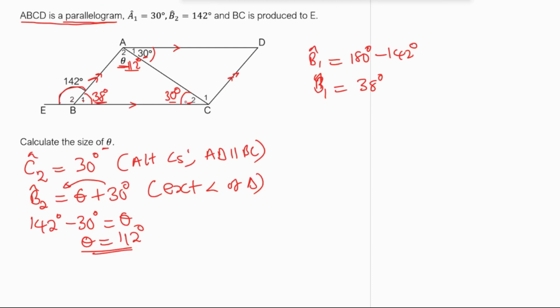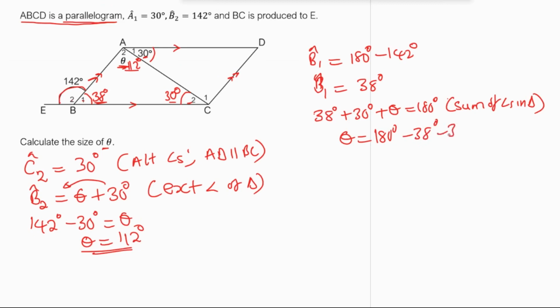Angle B1 plus angle C2 plus angle theta must give us 180 degrees. 38 degrees plus 30 degrees plus theta is equal to 180 degrees, sum of angles in a triangle. Then theta is equal to 180 degrees minus 38 degrees minus 30 degrees. Then we're going to get 112 degrees. That's an alternative method.